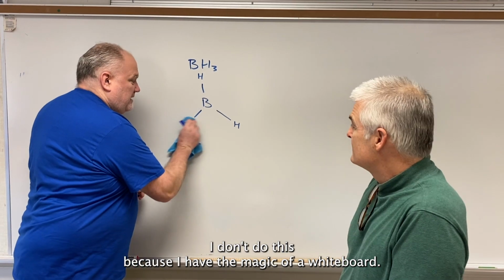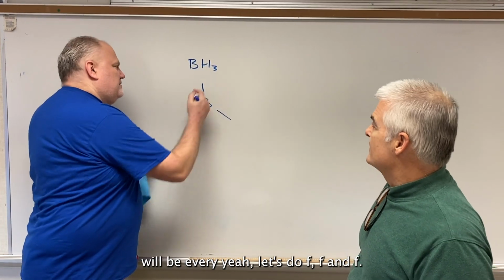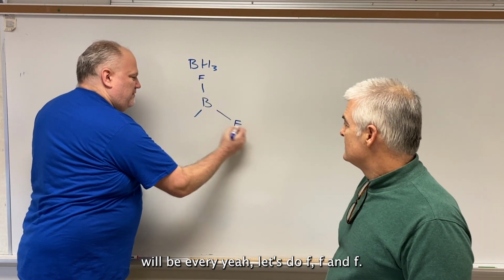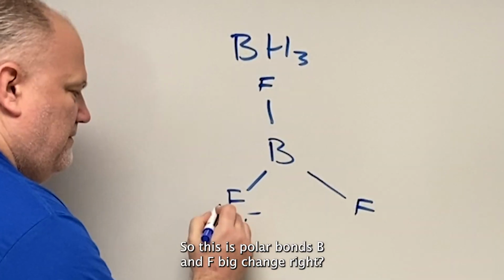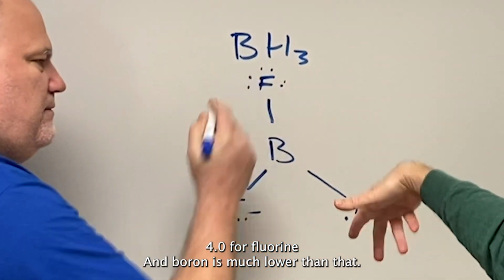So I'm going to do this because I have the magic of a whiteboard. I'm going to change it to the most polar thing that we can have. BF3. Yeah, let's do F, F, and F. So this one has polar bonds. B and F, big change, right? 4.0 for fluorine, and boron is much lower than that.